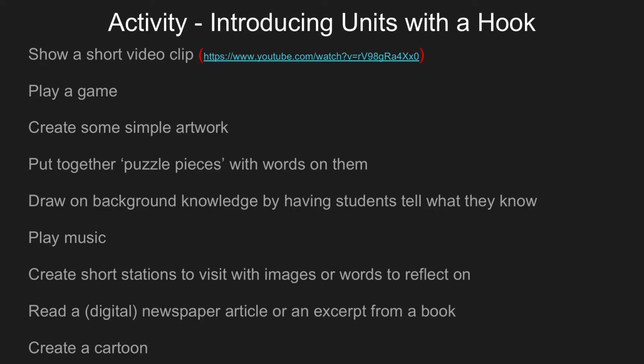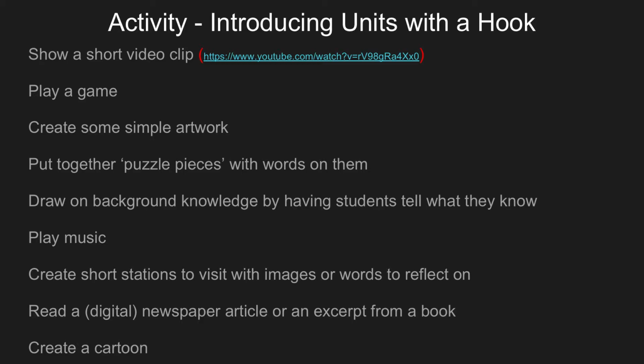Maybe for young students, you have them create some simple artwork by giving them some prompts or some feelings to think about with a problem. Put together a puzzle piece with words on them that reveals the issue. Draw upon background knowledge, and have students tell what they already know, for example, maybe through storytelling or reading a good book. You can have students listen to music and draw upon the feelings that it evokes.